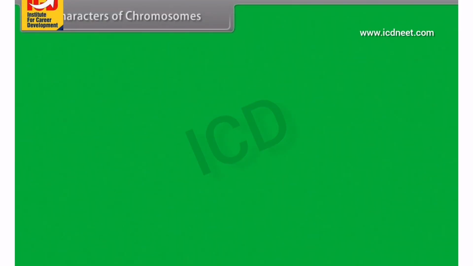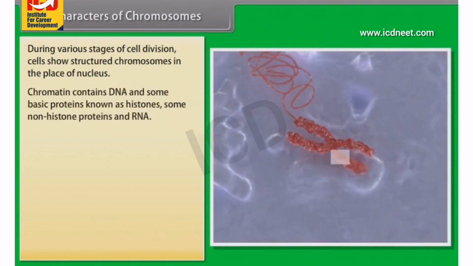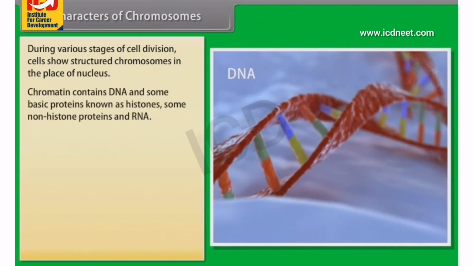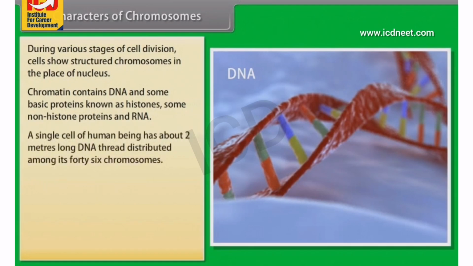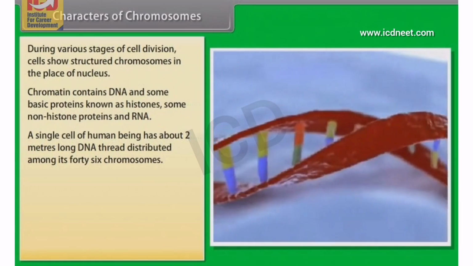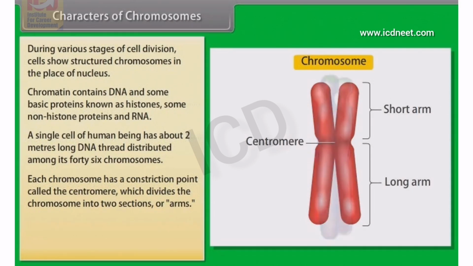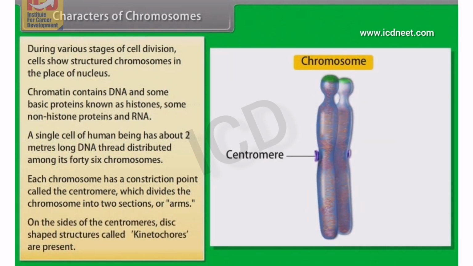Characters of chromosomes. During various stages of cell division, cells show structured chromosomes in the place of nucleus. Chromatin contains DNA and some basic proteins known as histones, some non-histone proteins, and RNA. A single cell of a human being has about 2-meter-long DNA thread distributed among its 46 chromosomes. Each chromosome has a constriction point called the centromere, which divides the chromosome into two sections or arms. On the sides of the centromeres, disc-shaped structures called kinetochores are present.